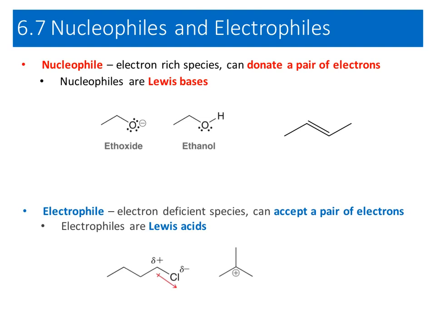Another example is an alkyl halide. Specifically here we have an alkyl chloride. We know that chlorine is more electronegative than carbon. It pulls the bonding electrons toward it. Therefore, chlorine becomes partially negative and carbon becomes partially positive. So this carbon is our electrophile.